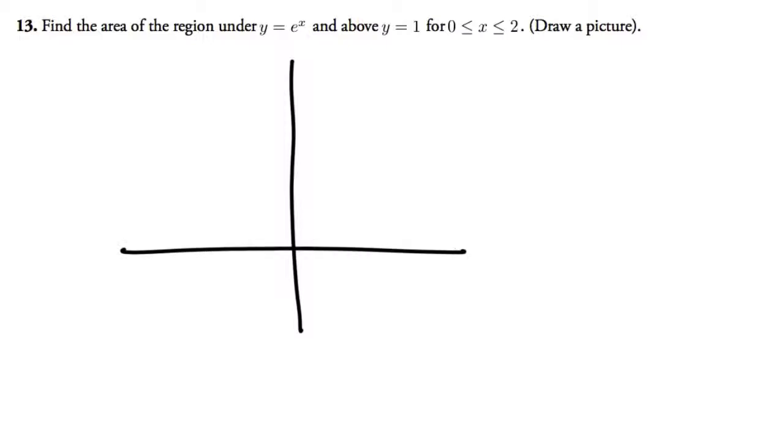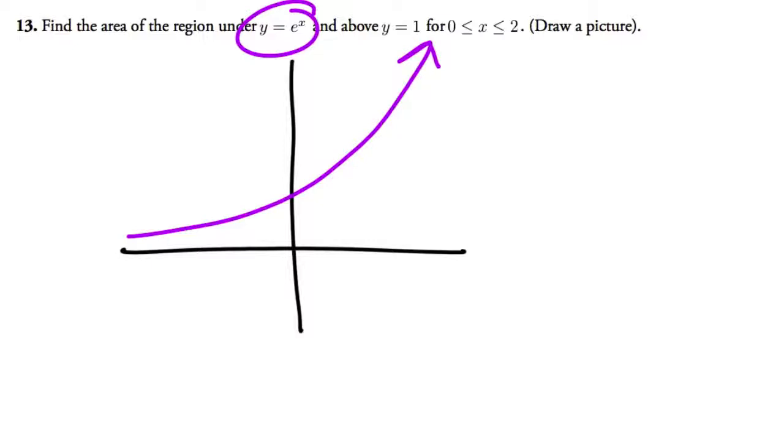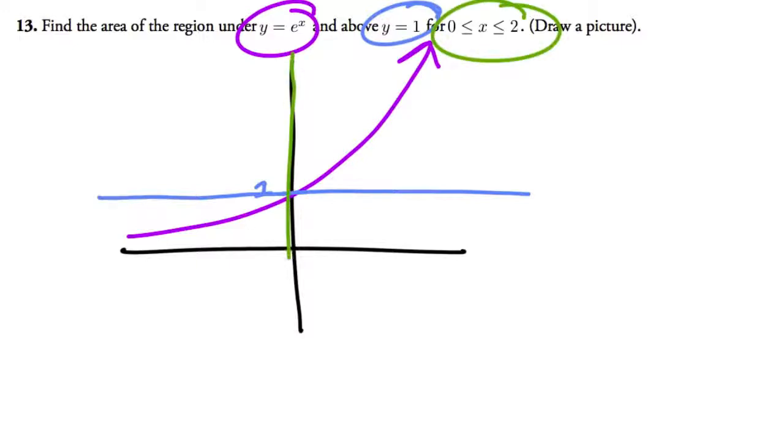So let me draw a picture of the function e to the x. It looks kind of like that, right? And then you have y equals 1. Let's do light blue for that one. So this is 1, and this function looks like that. And then it says x goes from 0 to 2, so let's draw that in like that.